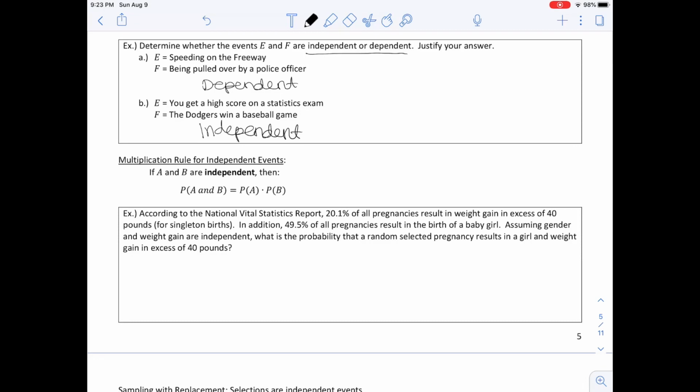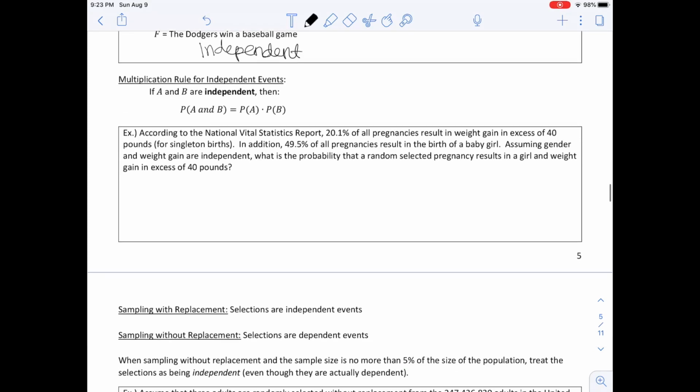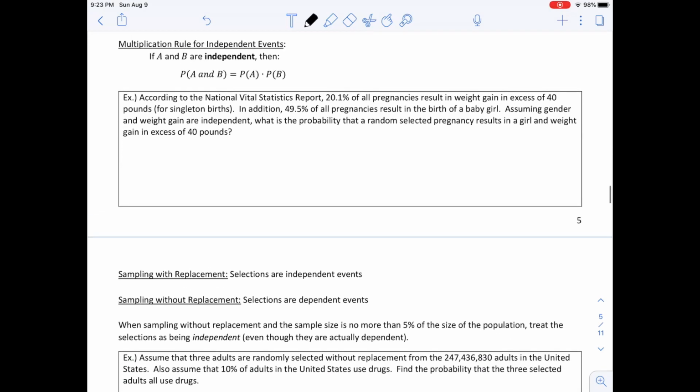And just because you do really well on your statistics exam, it does not influence our baseball game for the Dodgers or any other team. Next thing that we have is called the multiplication rule for independent events. And so this is only if A and B are independent, then the probability of A and B is going to be the probability of A times the probability of B. And we have an example here.